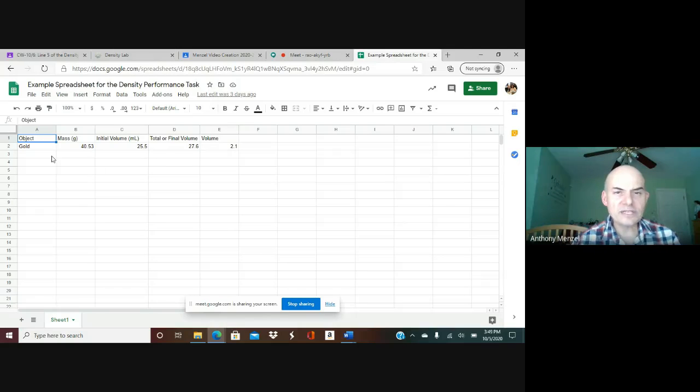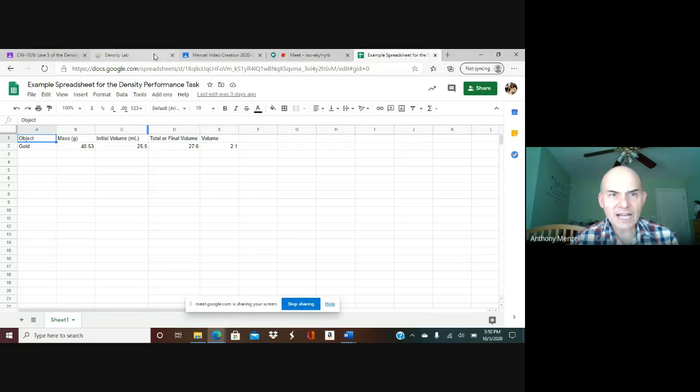And remember, you should use at least 4 so that your line of best fit for the relationship between mass and volume is relatively accurate, at least relatively accurate. You could use all of the objects, but at least 4. So gold, we get to 40.53. We have our initial volume.